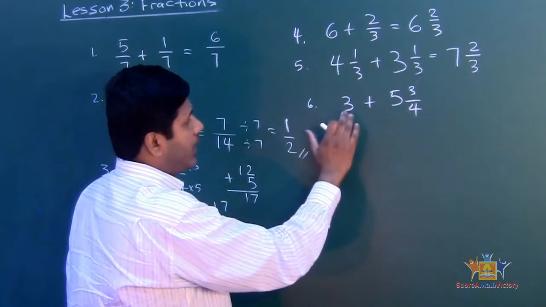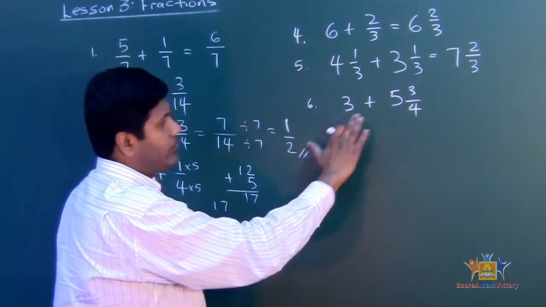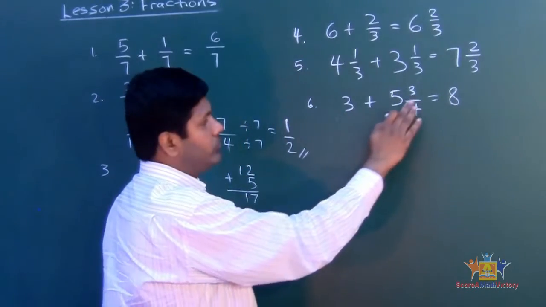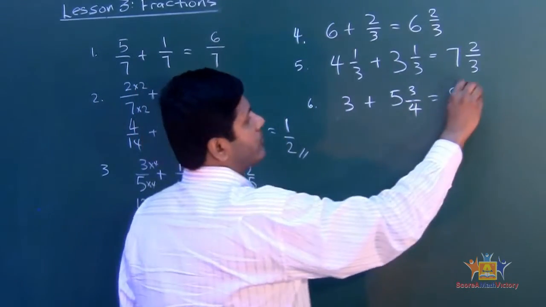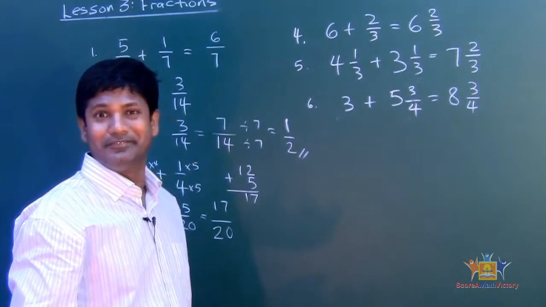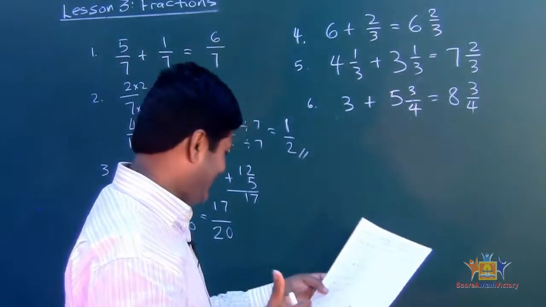Doesn't matter. Add the whole number. 3 plus 5 is 8. And there's no fraction for 3 over 4 to add with. Just carry across. That's it. You got it? Good job. I'm proud of you.